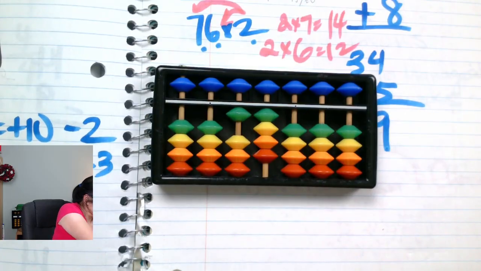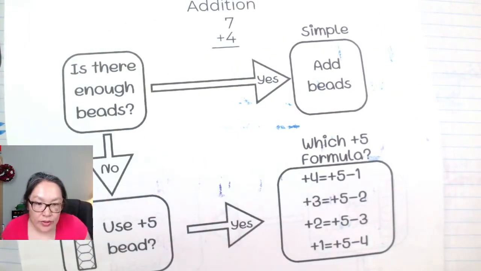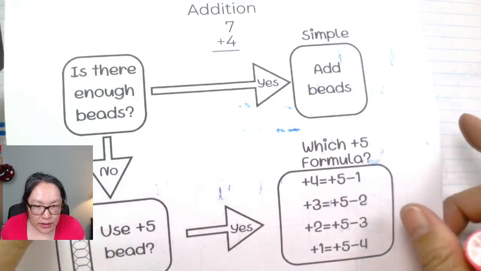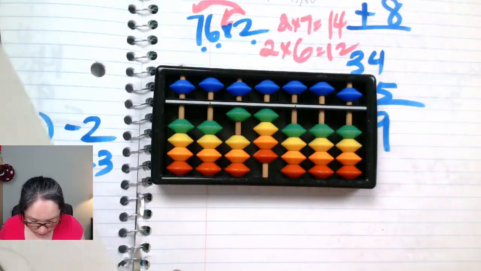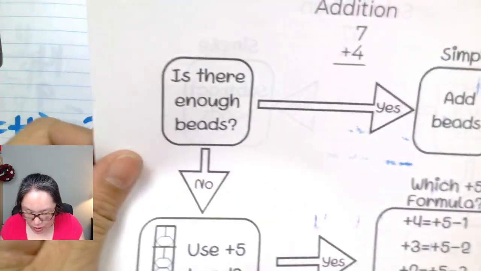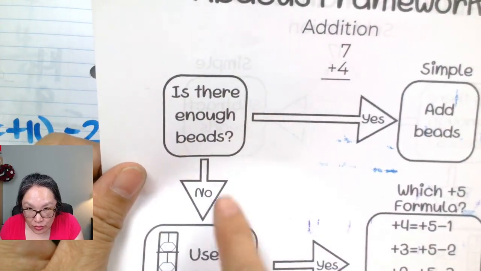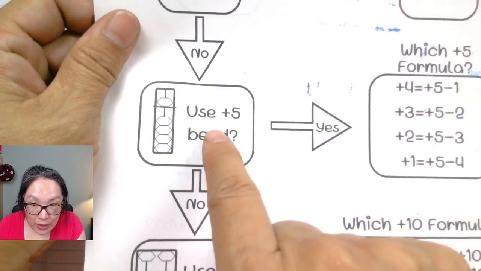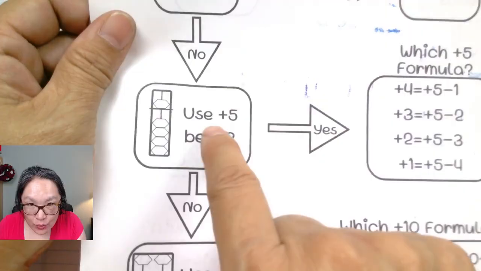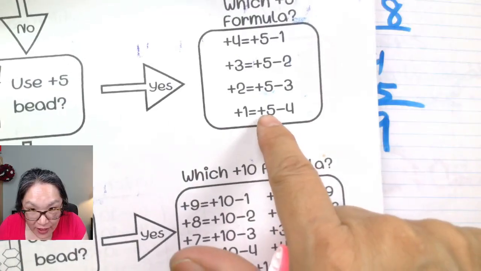Here it is. So this is what we would do, right? What we do is we check to see if we have enough beads. What are we doing? We're adding the 1. So is there enough beads? Yes or no? No. So then we go down here. The next thing we need to do is, can we add the 5? Yes, we can use the 5. That's when we do this one. Plus the 5 minus the 4.